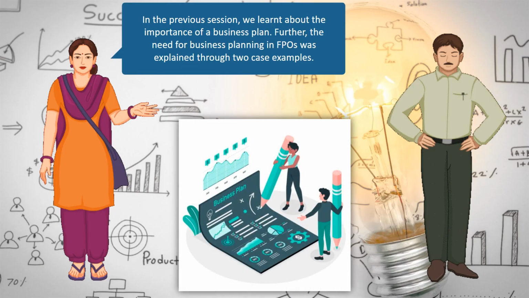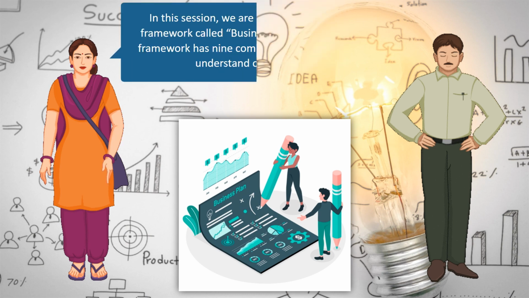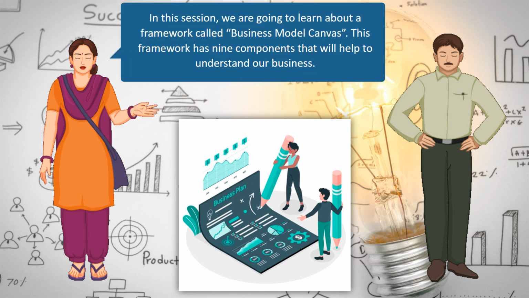In the previous session, we learned about the importance of a business plan. Further, the need for business planning in FPOs was explained through two case examples. In this session, we are going to learn about a framework called Business Model Canvas. This framework has 9 components that will help to understand our business.